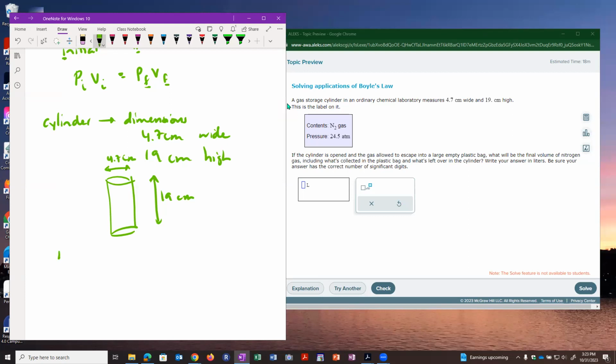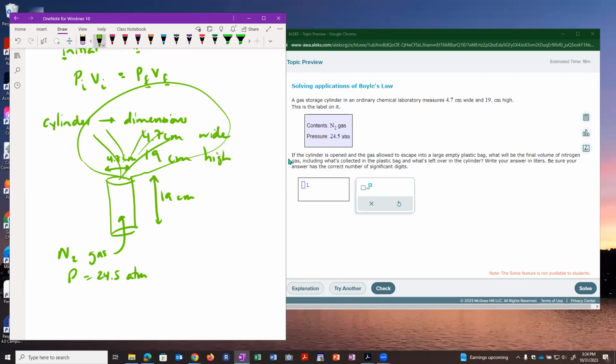Let's see what else we're given. It says the contents: this contains nitrogen gas, and we're told that the pressure is 24.5 atmospheres. That's all the information that's given. It says if the cylinder is open and the gas is allowed to escape, so let's say the gas exits the cylinder into a large empty plastic bag. I have a bag here collecting all the gas.